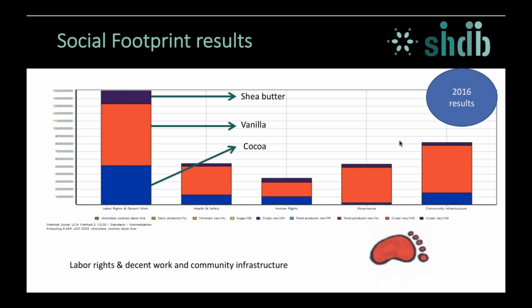And we did this analysis actually 2 years ago based on our older version of the Social Hotspot Database. And then what you can see is there was a different outcome then. It was mainly the labor rights and decent work which contributed to the social risks. And it was mainly vanilla actually which contributed to the social risk. So that's interesting to see that over time social risks can really change.